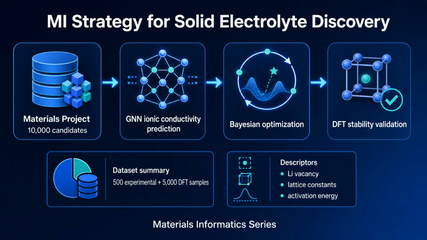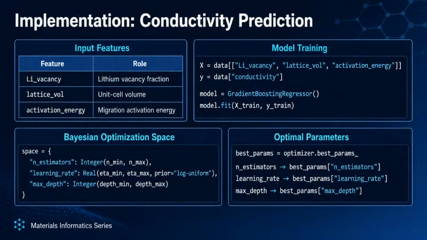The training data combines experimental measurements with DFT calculations. Key descriptors include lithium vacancy concentration, lattice parameters, and activation energy for ion hopping. The implementation uses gradient boosting regression on engineered descriptors. Input features include lithium vacancy concentration, lattice volume, and activation energy. Bayesian optimization searches this descriptor space for maximum predicted conductivity. Low activation energy is particularly important for high room temperature conductivity.